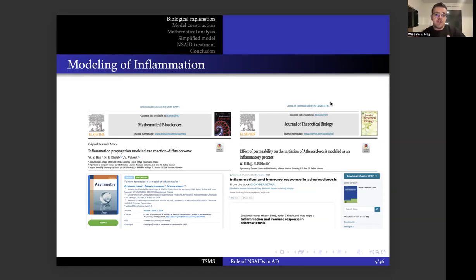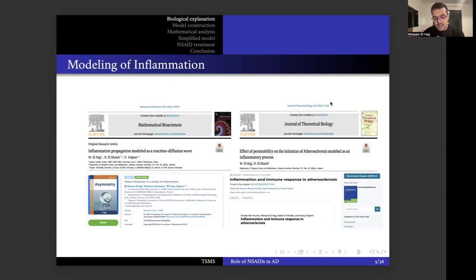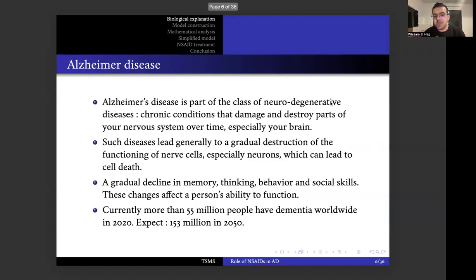But today, I will not be presenting this general process of inflammation. I will be more specific to Alzheimer disease. The process of inflammation is present in Alzheimer disease. I will explain it just in a bit. But before presenting this disease, I will simply say what Alzheimer is. I pretty much know that many of you already know what Alzheimer is. Alzheimer's disease is a neurodegenerative disease. It is a chronic condition that damages and destroys parts of your nervous system over time, especially in the brain.